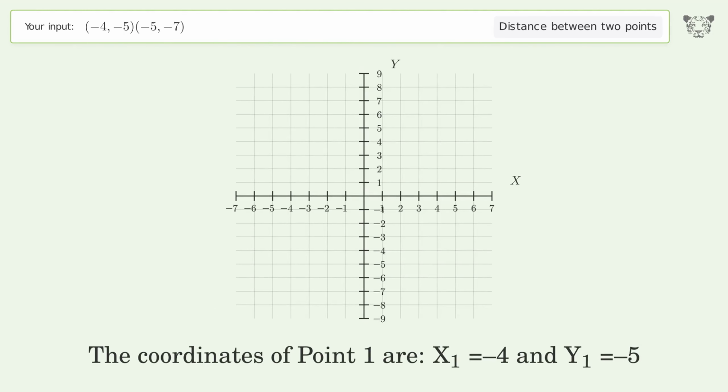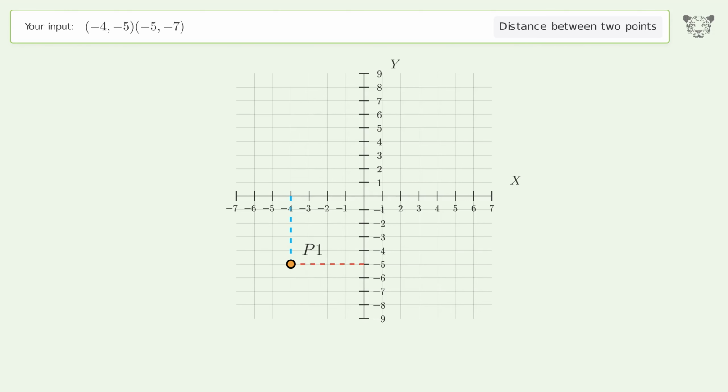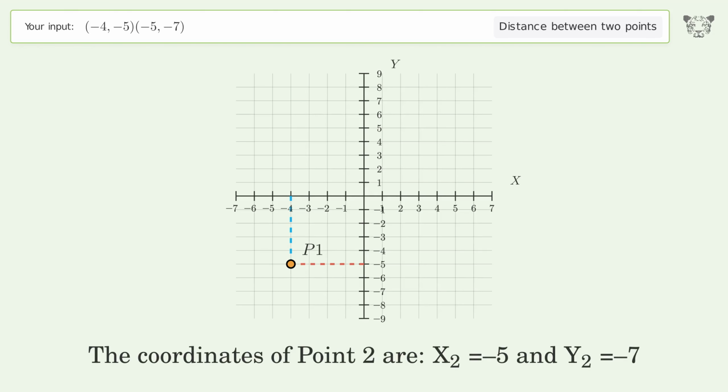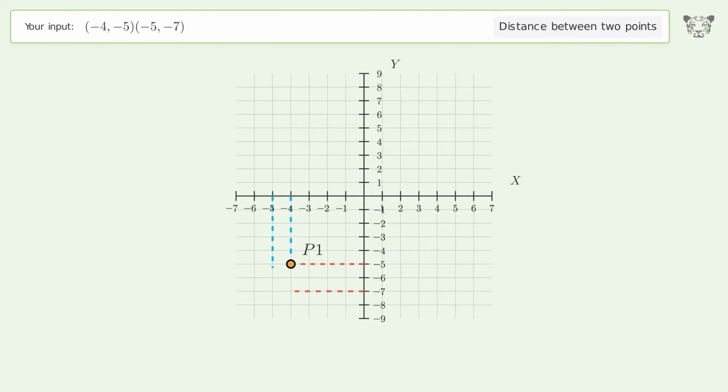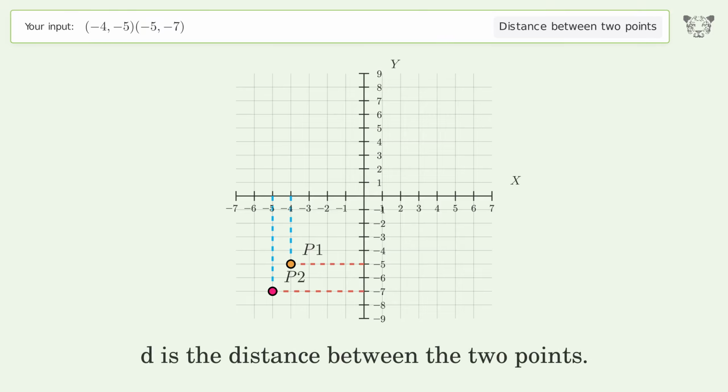The coordinates of point 1 are x1 equals -4 and y1 equals -5. The coordinates of point 2 are x2 equals -5 and y2 equals -7. D is the distance between the 2 points.